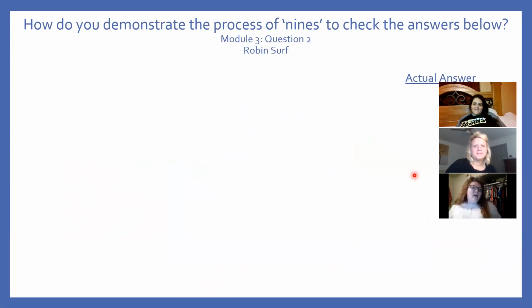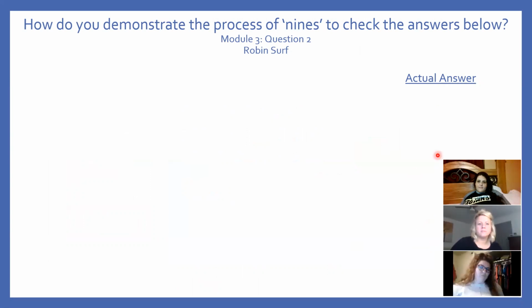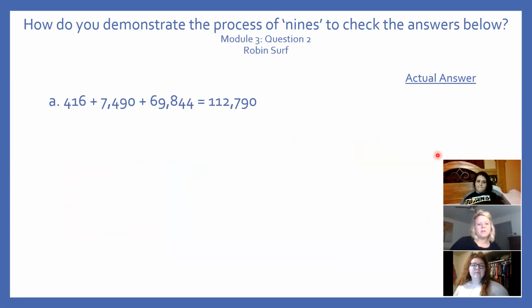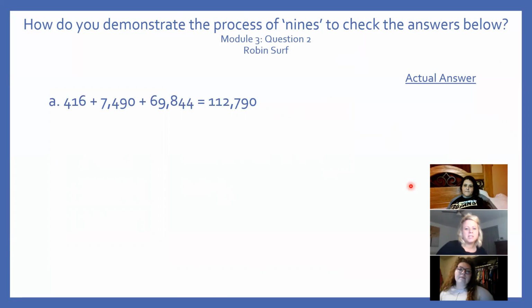Robin, how do you demonstrate the process of nines to check the answer below? Okay, so basically what they would like to know is if there is an error in any of these calculations and how we can test that. So we will use a process called casting out nines. To do this, replace every number in the calculation by its remainder when divided by 9. The remainder for the sum of the digits is the same as the remainder of the original number.